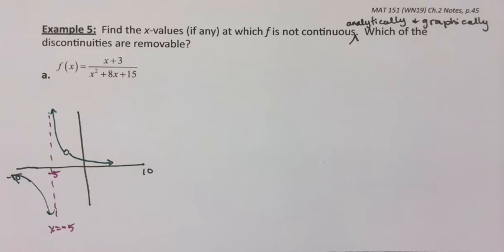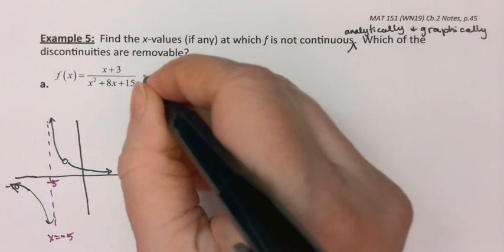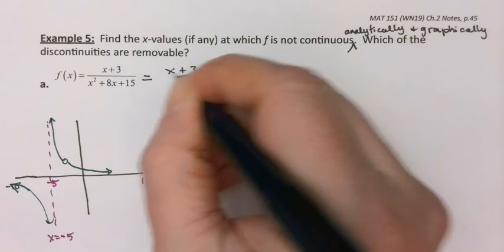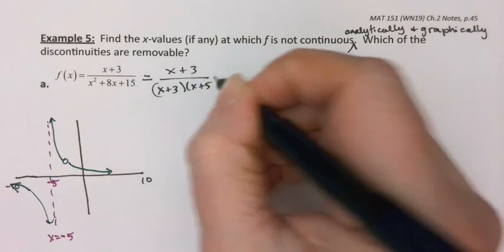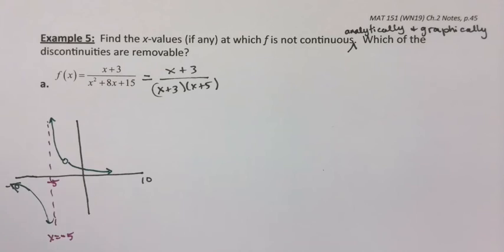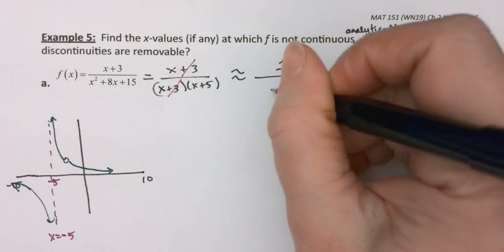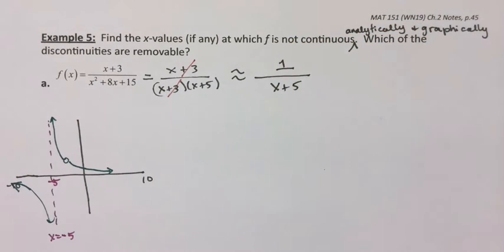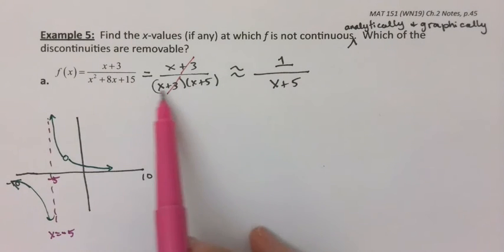So let me go back to the document camera. Now, how in the world am I getting that? Well, I'm modifying my function. So I recognize that the denominator from algebra class is something that we've learned how to factor. So it's x plus 3, x plus 5. The x plus 3's, of course, will divide away, and that leaves me an equivalent expression, not exactly the same, but equivalent, of 1 over x plus 5. Namely, it's equivalent everywhere except at -3.